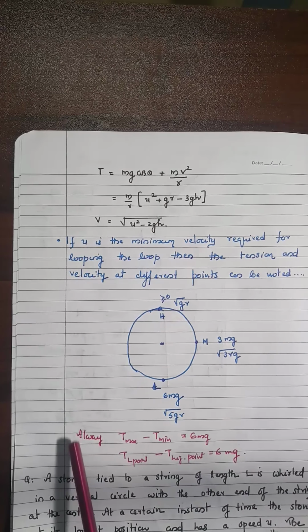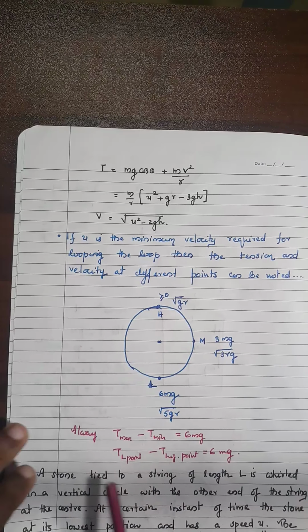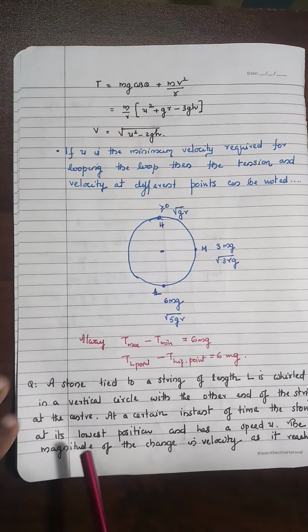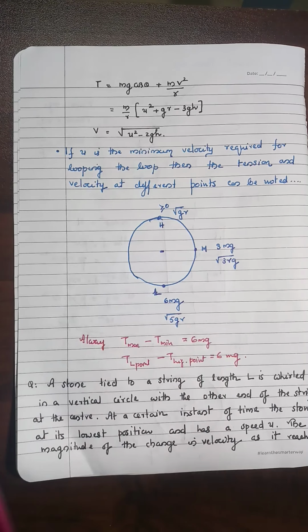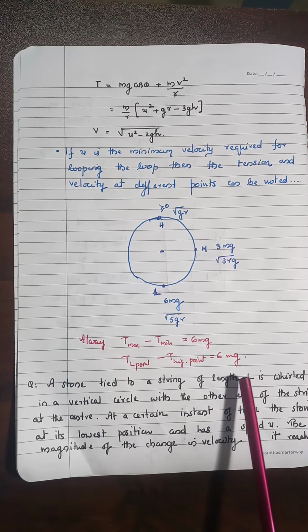A very important point: whatever the situation may be, the difference between the maximum and minimum tension is always 6 mg. The tension at the lowest point minus the tension at the highest point is 6 mg.